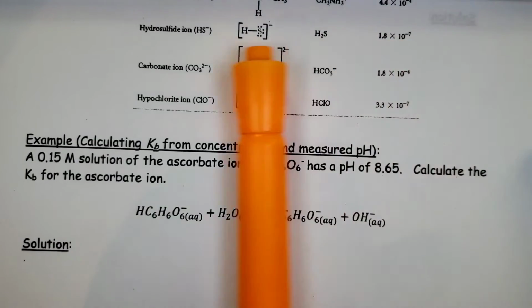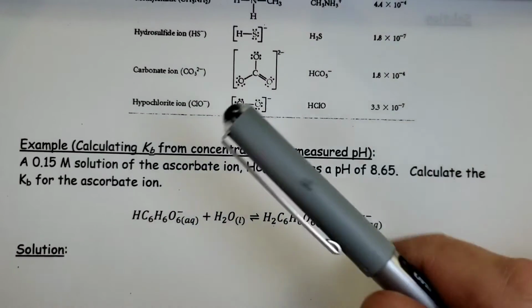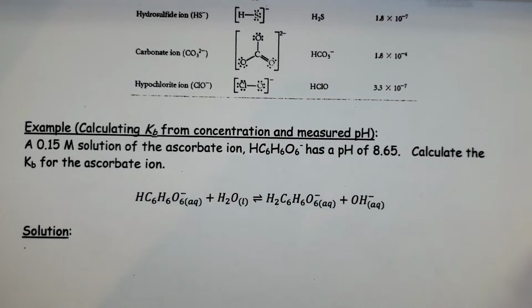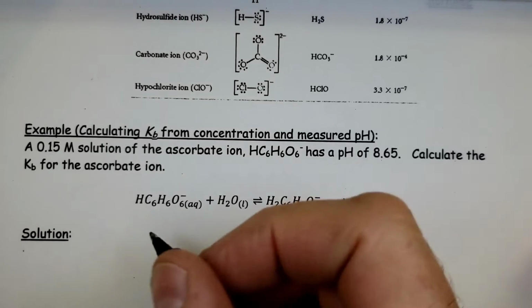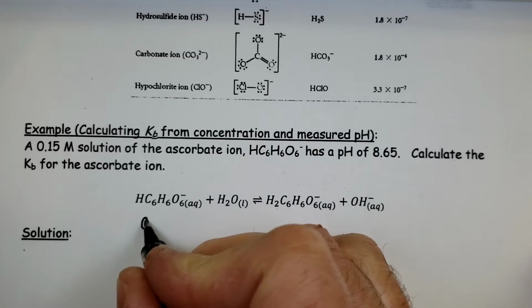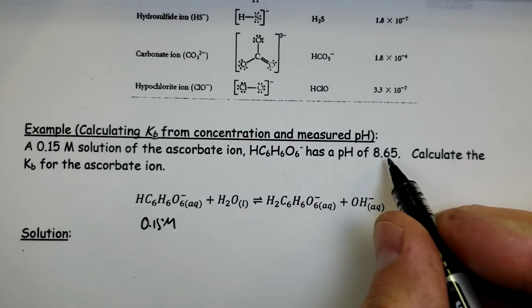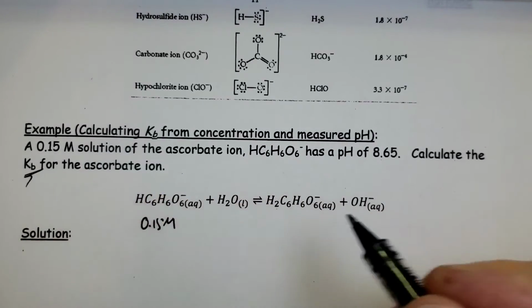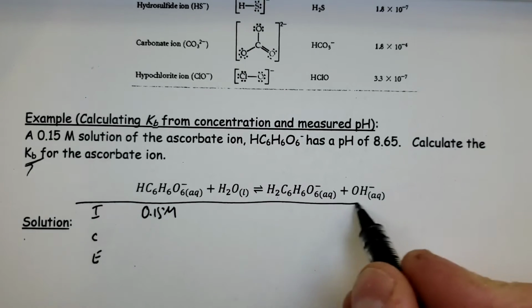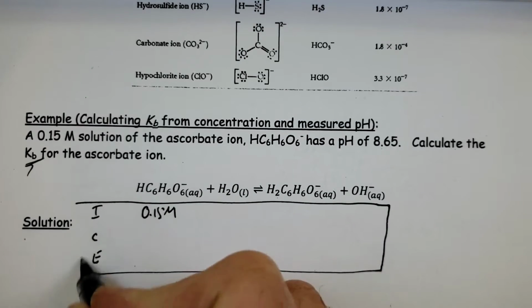Right, so we'll do the same type of question here with bases. We'll calculate Kb when we have pH, and then vice versa. So a 0.15 molar solution of ascorbate ion has a pH of 8.65. Calculate the Kb. So we handle this the same way, ladies and gentlemen. Make the ICE chart.